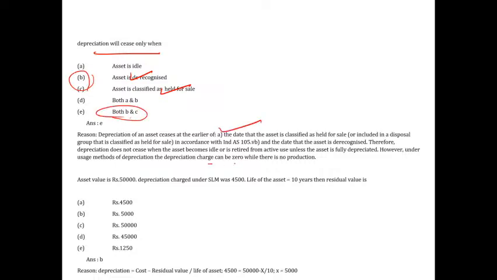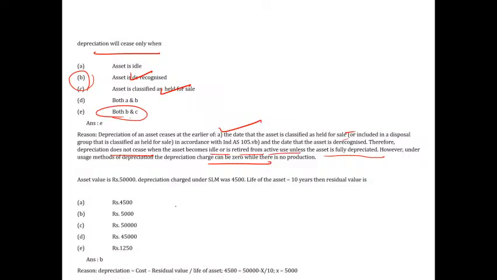Here is the definition I have given. Please go through the definition here. Remember, depreciation of an asset ceases at the earlier of the date that asset is classified as held for sale, or the date that asset is derecognized. You are getting it only in these two scenarios. Therefore, depreciation does not cease when the asset becomes idle or is retired from active use unless the asset is fully depreciated. You are getting it? Remember that. Again, this is a definition oriented question.